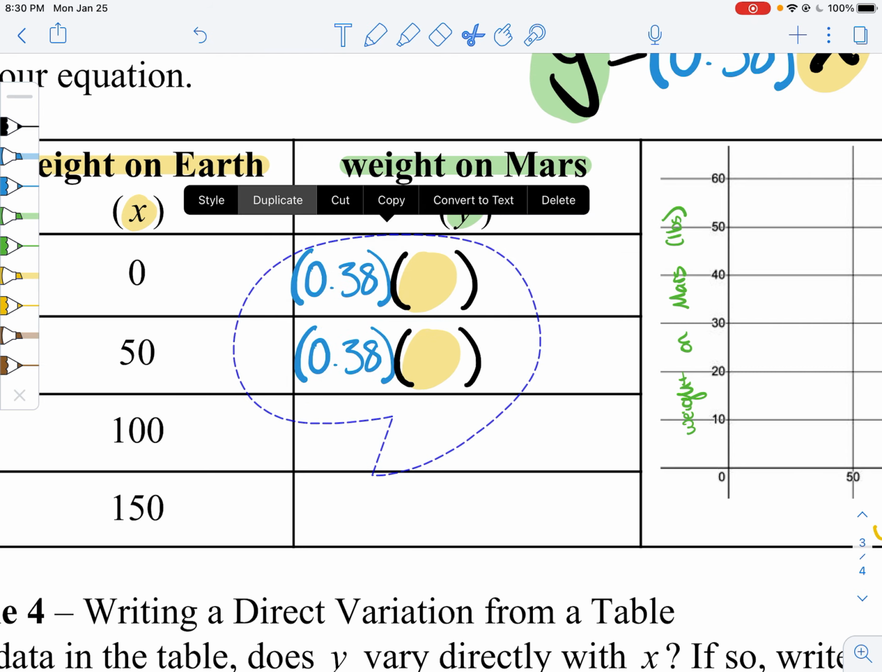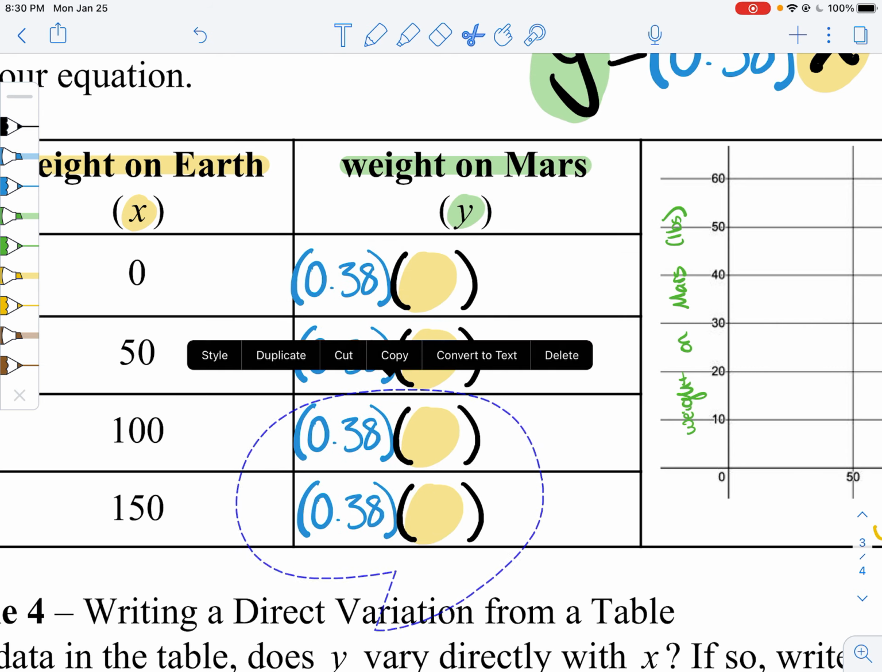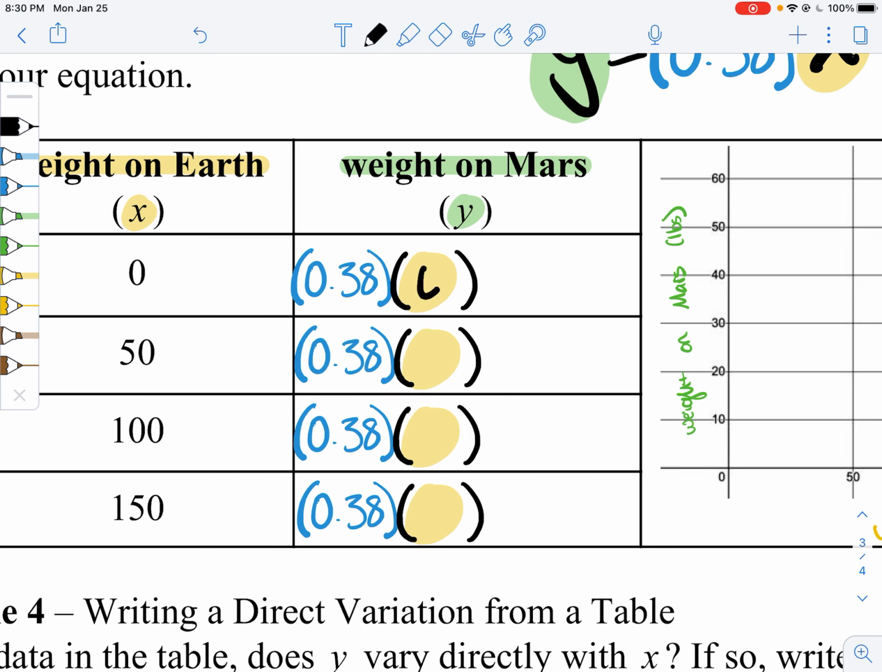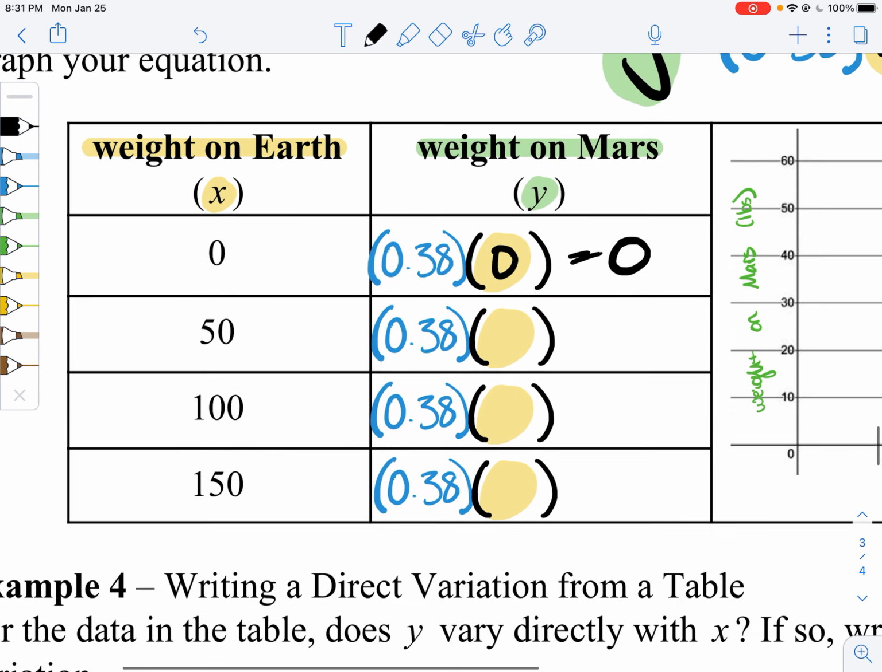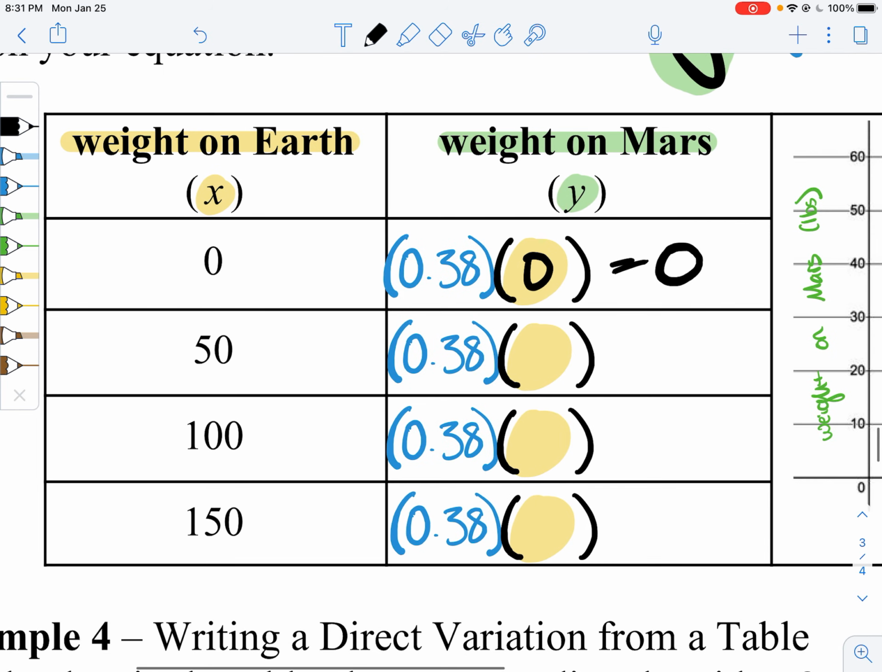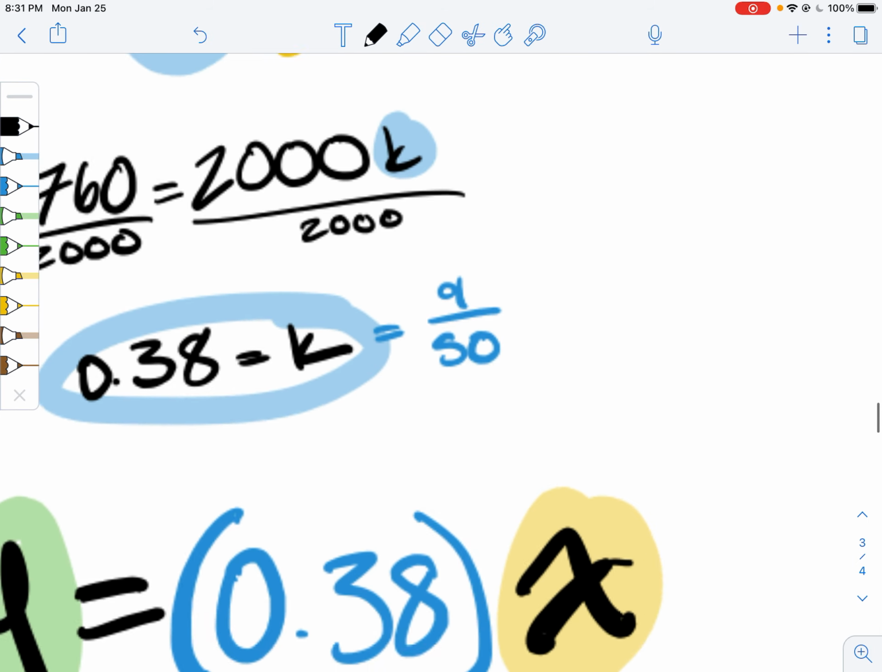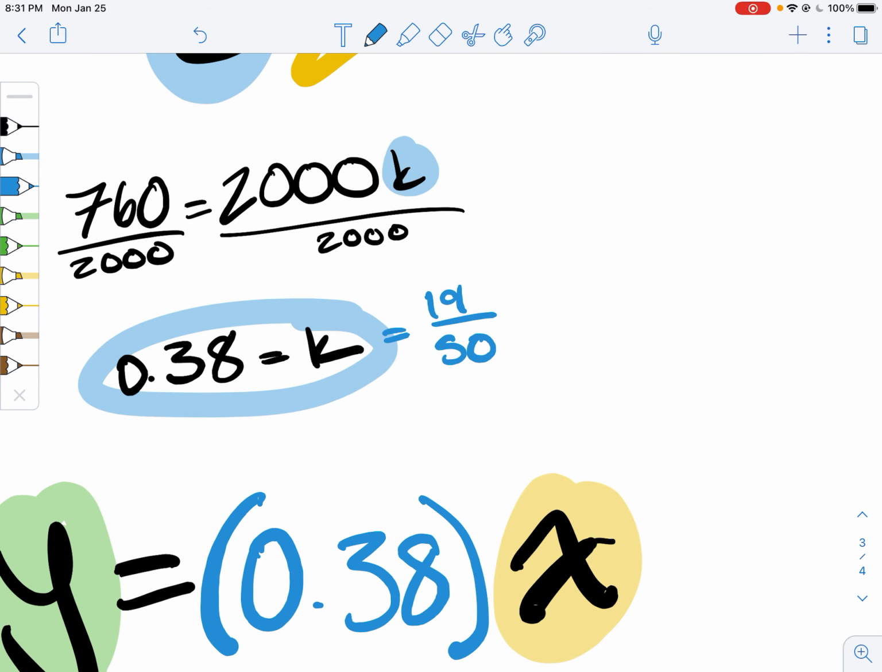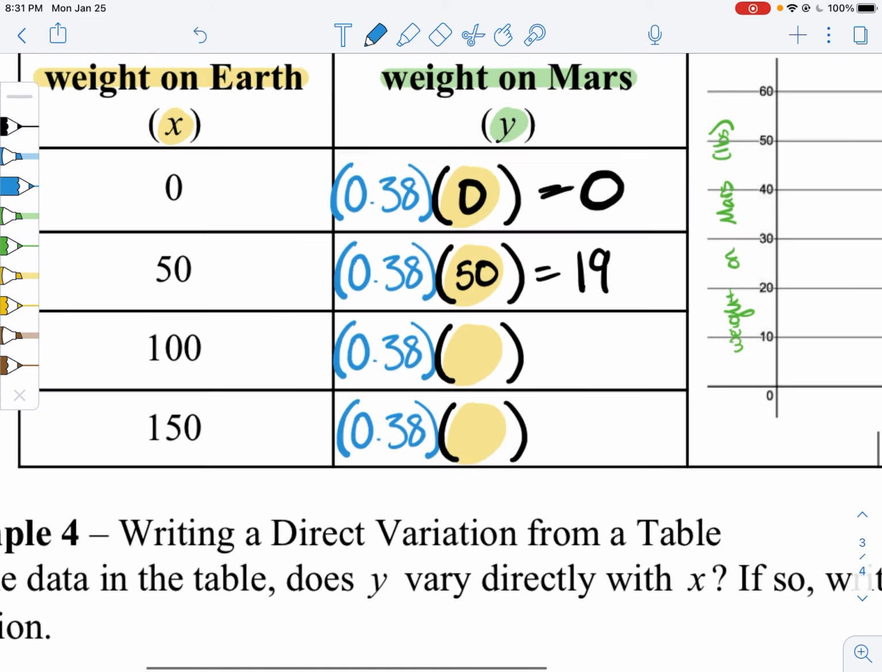All the way down. Okay, so we plug in 0. That's 0. And you know, if you weigh 0 pounds on Earth, you'll weigh 0 pounds on Mars. That makes sense. 0.38 times 50 is 19. Oh my goodness, you guys. Did I say this was 9/50ths? I totally meant 19/50ths. 100% my bad.